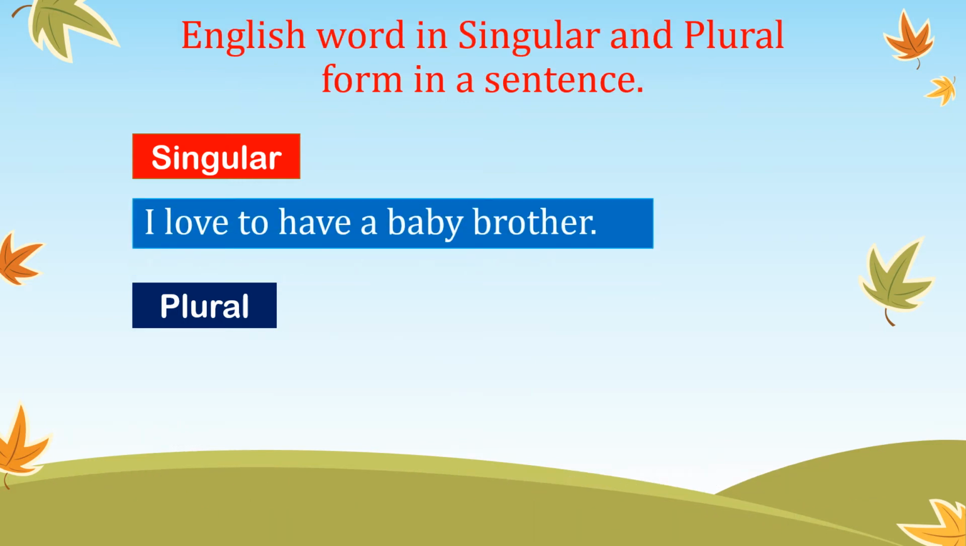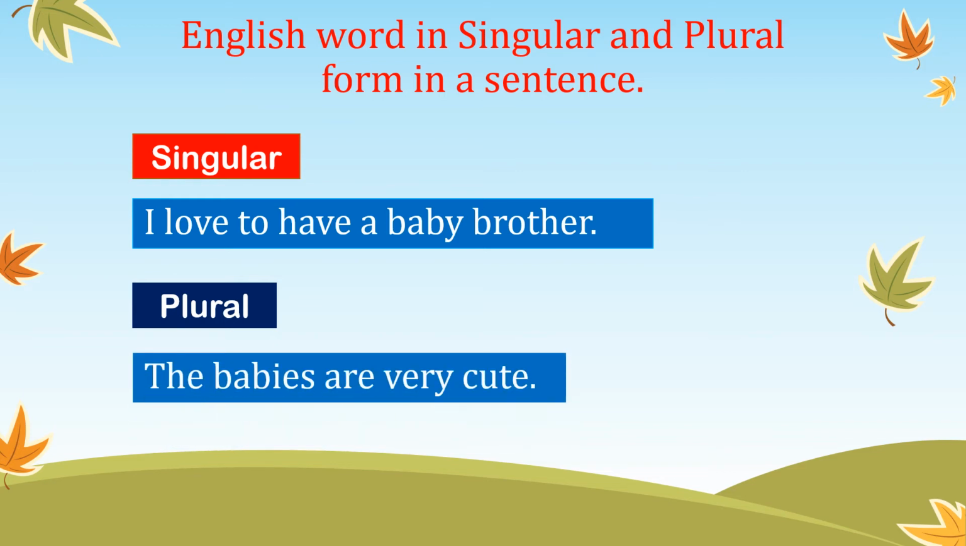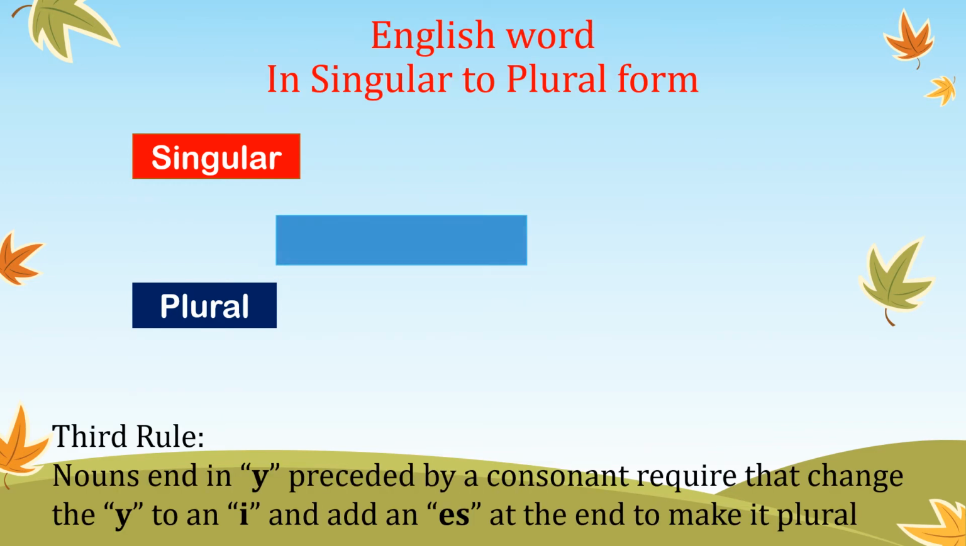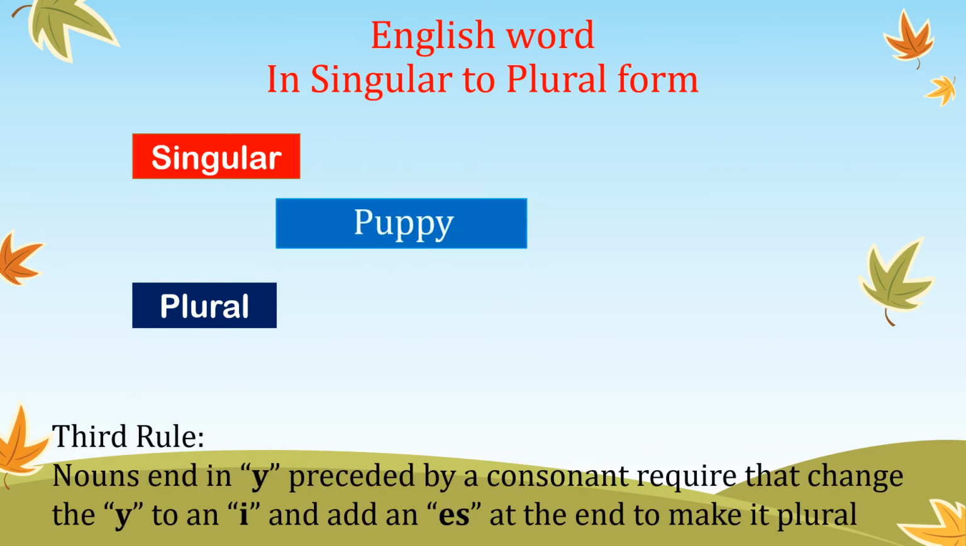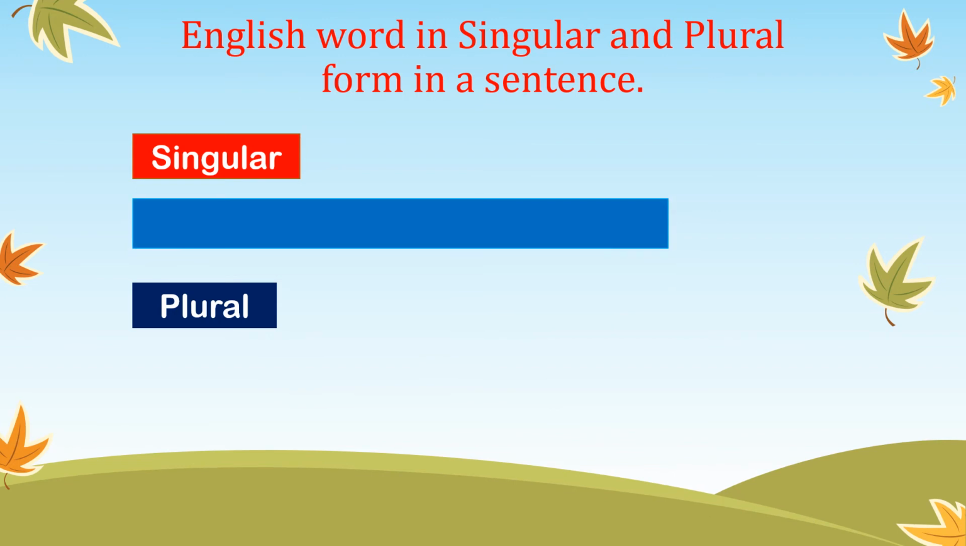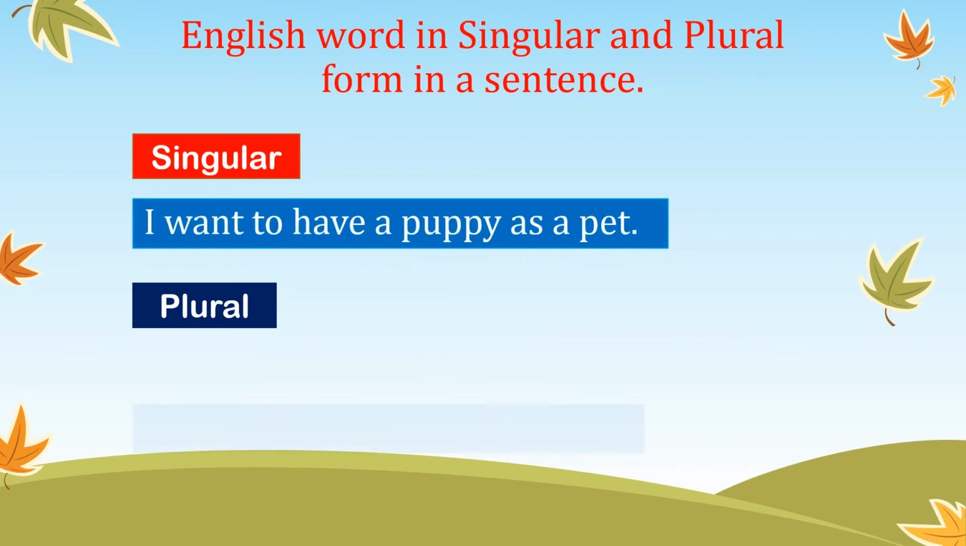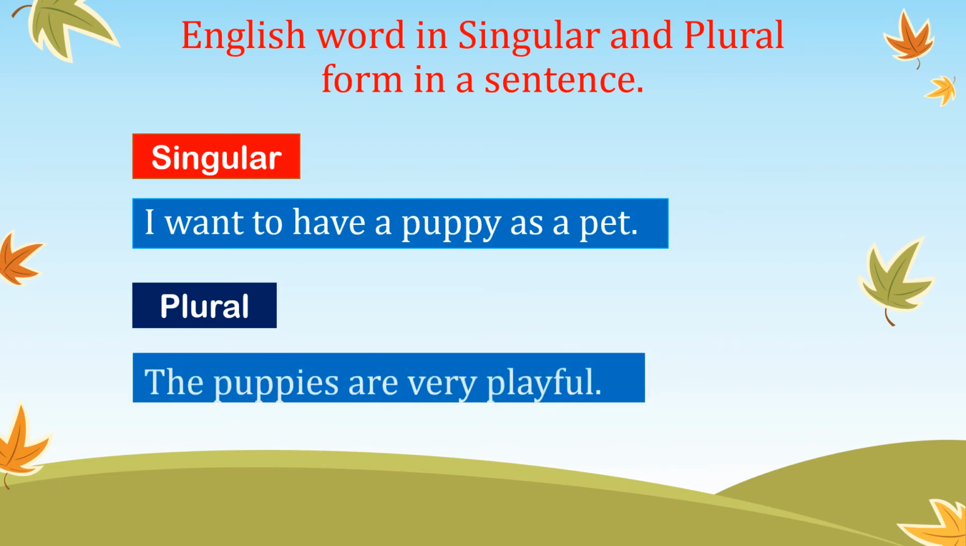I love to have a baby brother. If we're gonna use baby in plural, the babies are very cute. Next example for our third rule, puppy. In plural, of course, puppies. Okay, sentence. I want to have a puppy as a pet. Now let's use puppy in plural. The puppies are very playful.